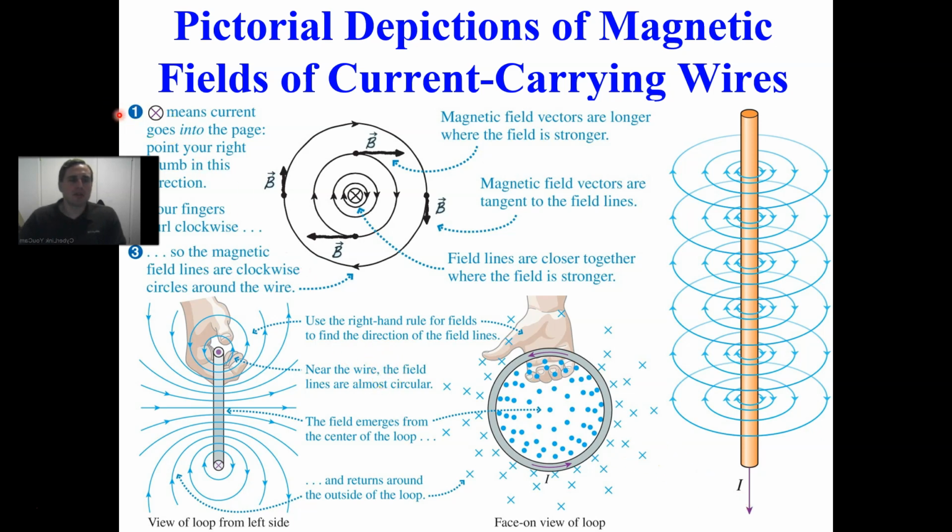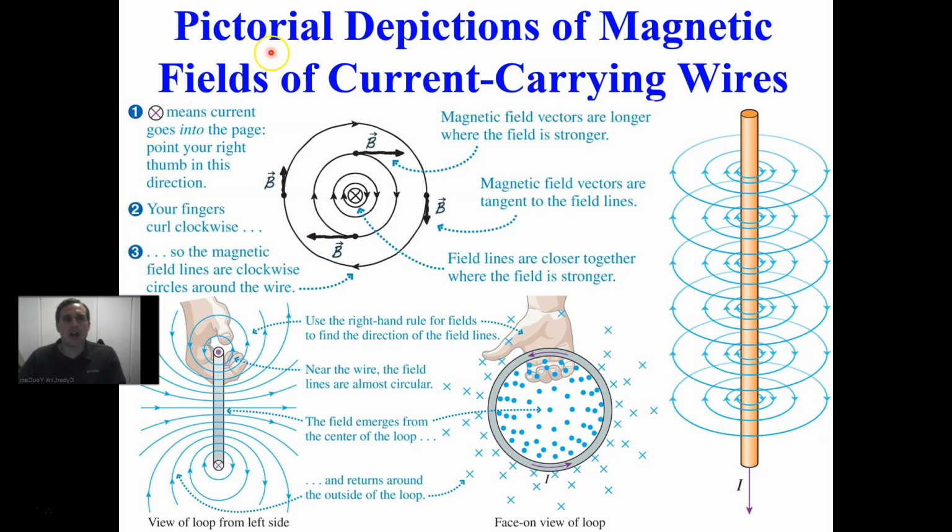Here's a couple examples to think about in terms of the geometry. Notice that here are pictorial representations of magnetic fields of current carrying wires. Notice if this electric current is, let's say, moving down, you point your thumb in the direction that the electric current is moving, and notice your fingers wrap in the direction of the way the magnetic field circulates. Notice here the magnetic field is circulating clockwise as viewed from above.